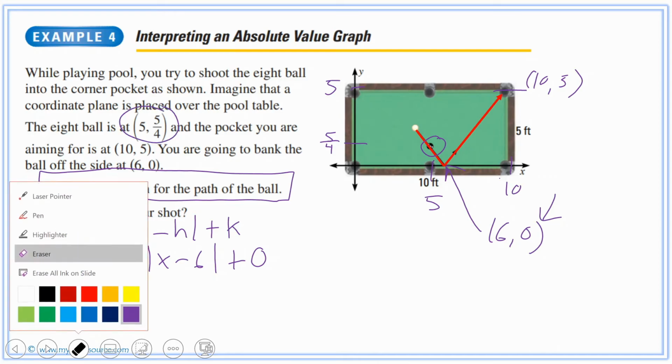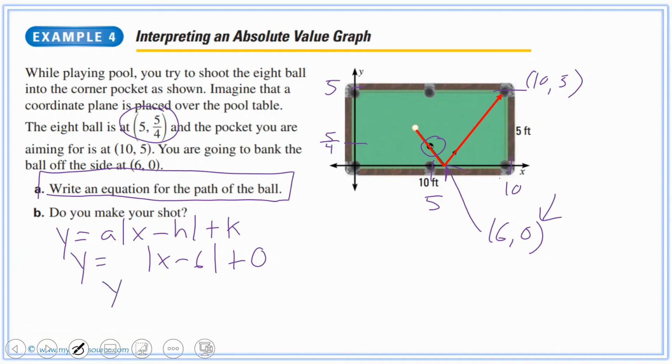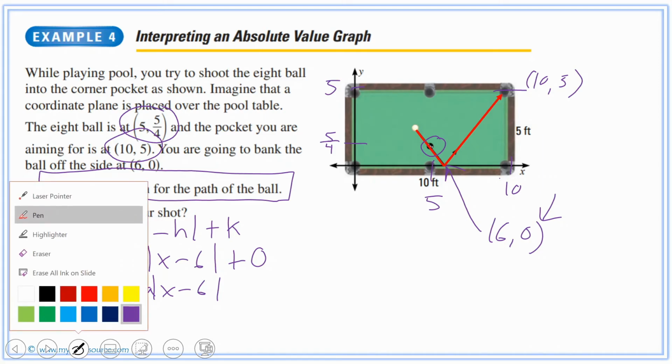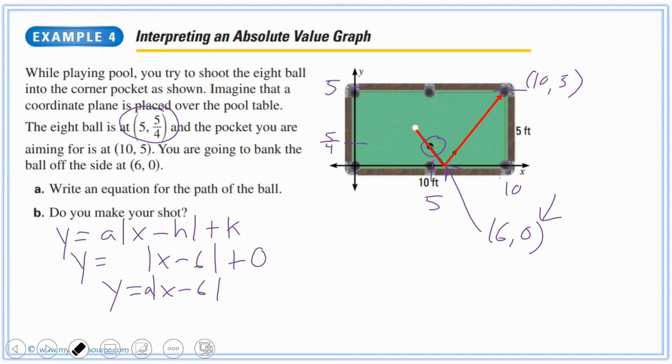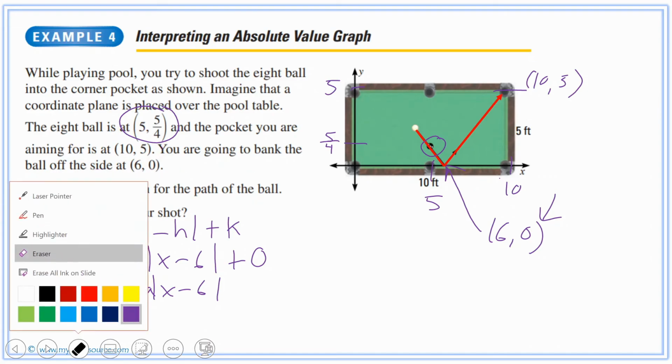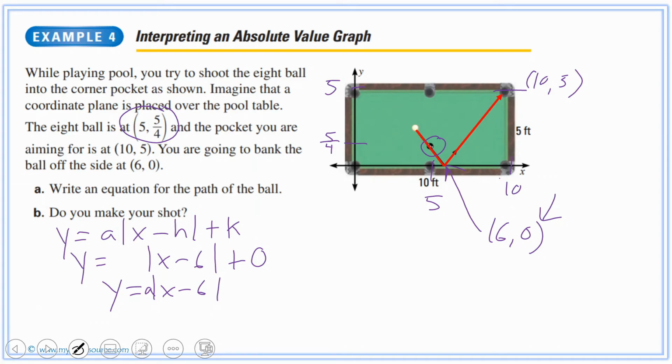Okay, so we have the equation. If we simplify this, y is equal to a times the quantity x minus 6, right? We don't know what the a is. So we can substitute any of these points in there to figure out what a is. Because we're aiming for 10, 5, we don't want to put that in. We don't want to put 6, 0 in either. So we're going to use the 5, 5 over 4 one. And so let's go ahead and substitute that in. I'll solve it over here on the side.